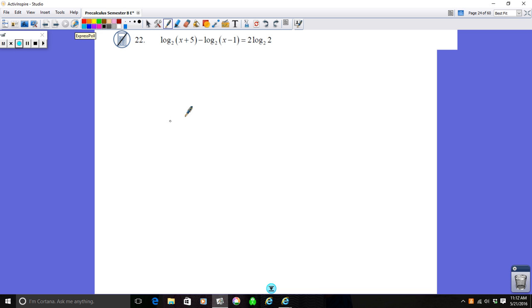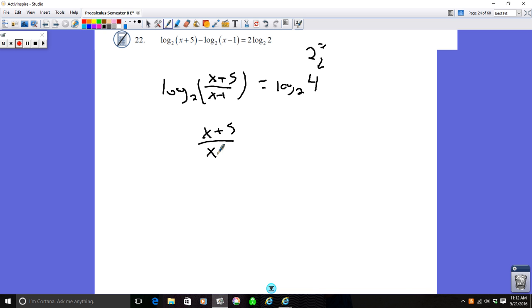22, condensing again, log base 2. And then this becomes division because it's subtraction of x plus 5 over x minus 1. And then this is equal to log base 2 of 2 to the second power. And 2 to the second power is 4. Since we have log base 2 on both sides, essentially you end up dropping those, or you can do 2 to the power of log base 2 of 4 equals x plus 5 over x minus 1, which is essentially the same as taking x plus 5 over x minus 1 and setting it equal to 4, because 2 to the log base 2 of 4 is just 4.